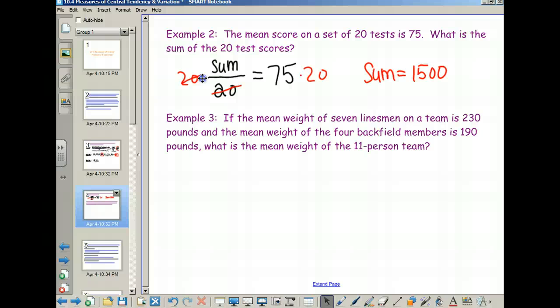They're looking at the average weight or the average height of specific members on the team. So in this case, we've got 7 of them that have an average of 230 pounds. We have 4 of them that have an average of 190 pounds. How are we going to find the average of all 11?